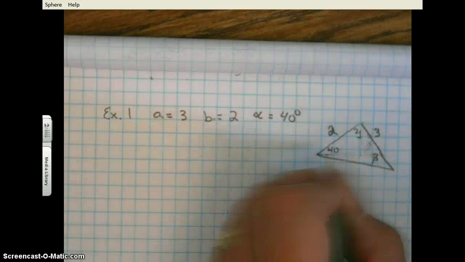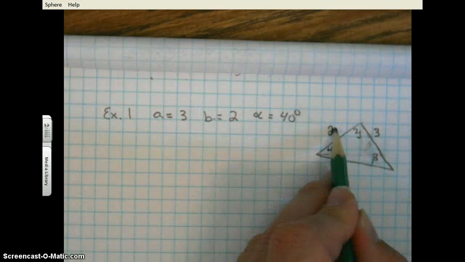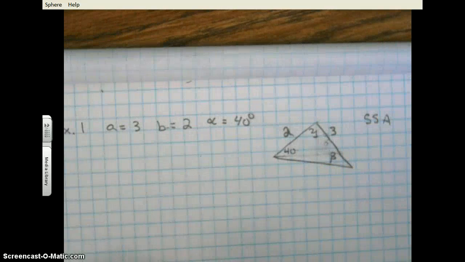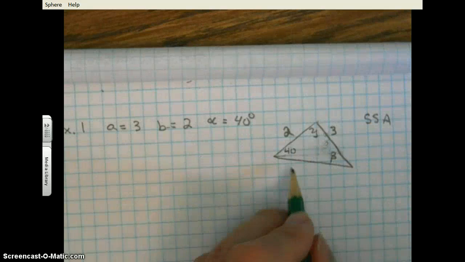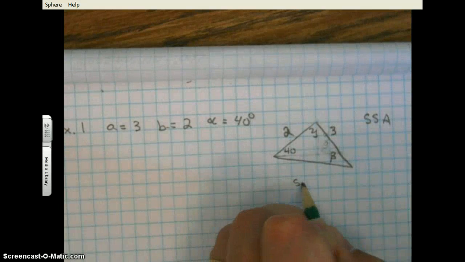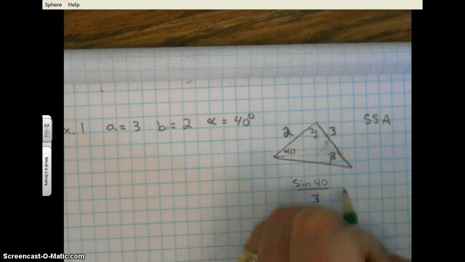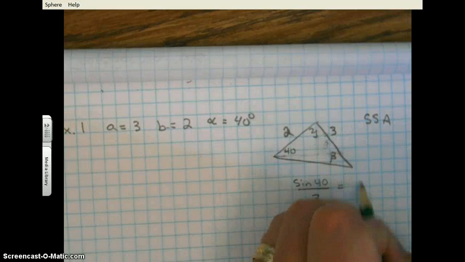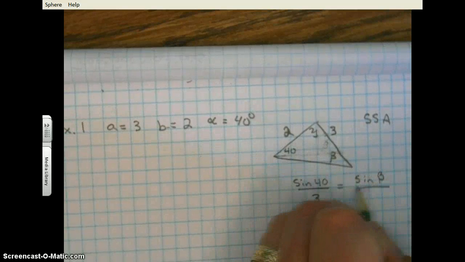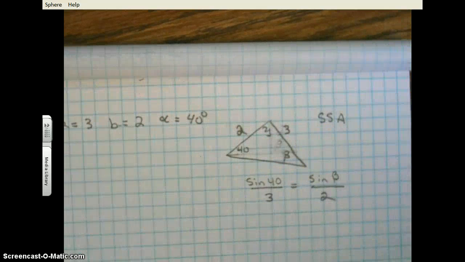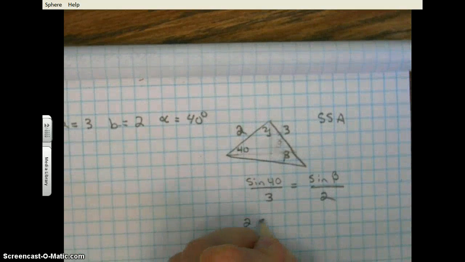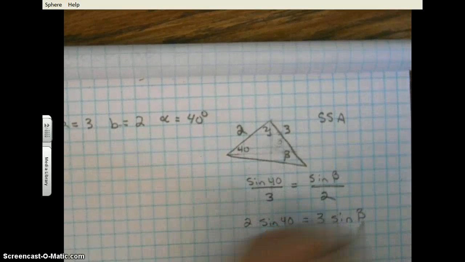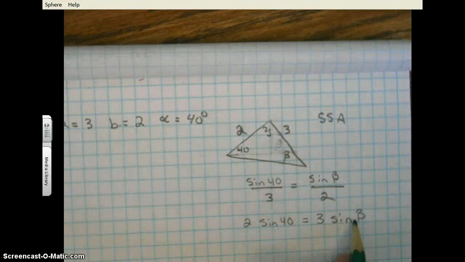Since we have an angle, this would be side, side, angle. That matches one of the triangles, so we can set this up. Sine of 40 over 3 equals, we'll use these two, we'll solve for b, or beta, sine of beta over 2. Solving this, we get 2 times the sine of 40 equals 3 times the sine of beta. So obviously we're solving for an angle here.